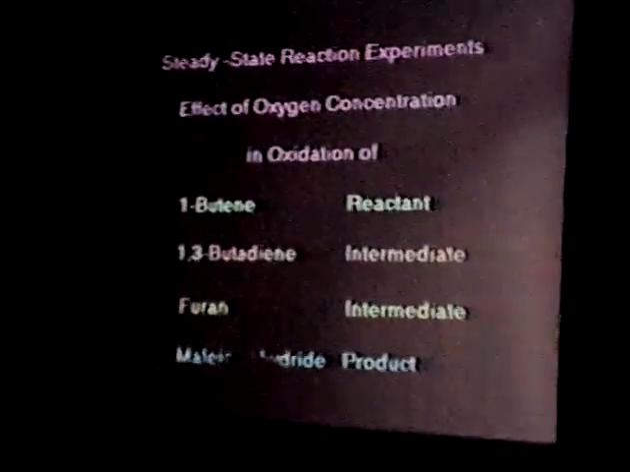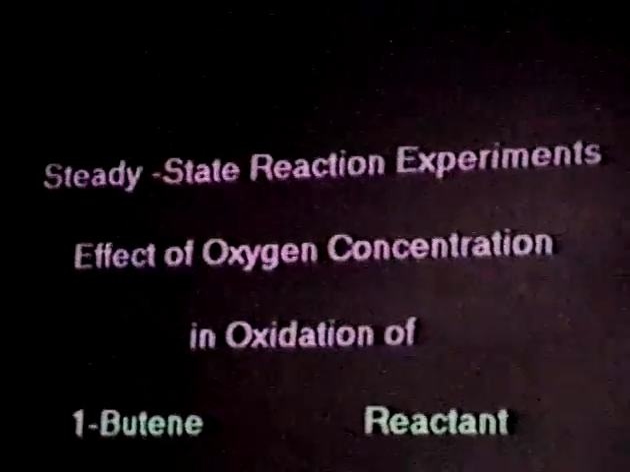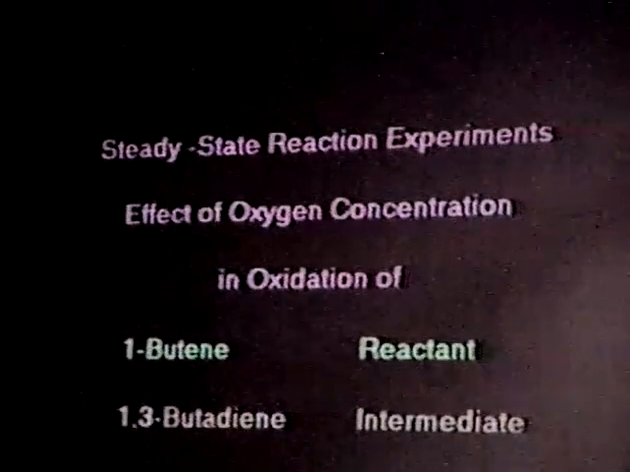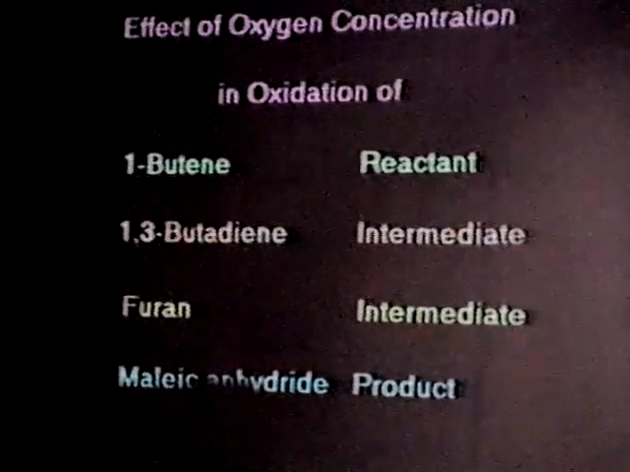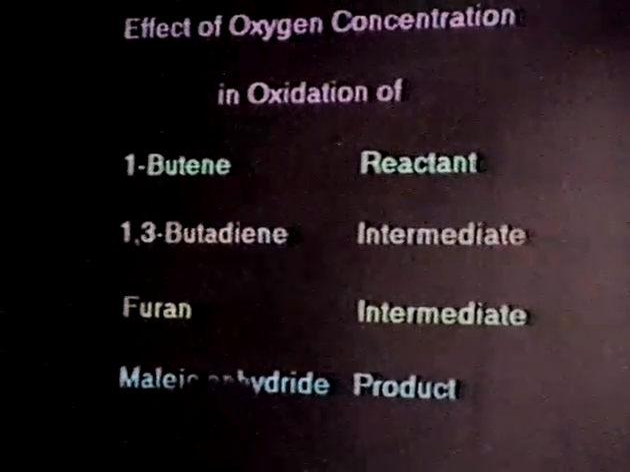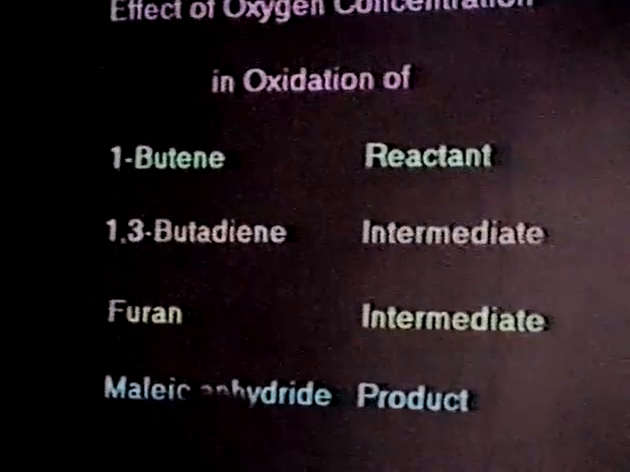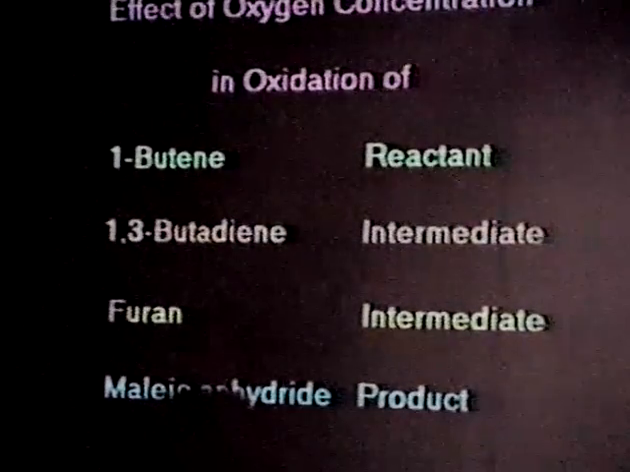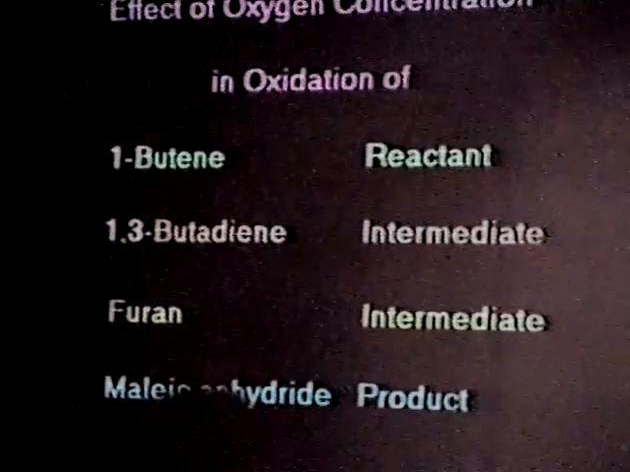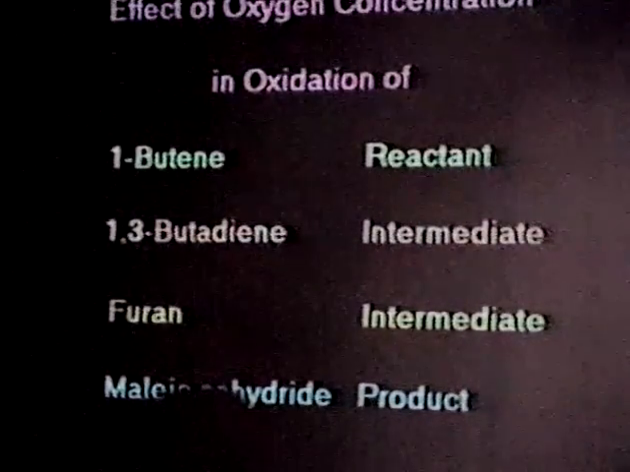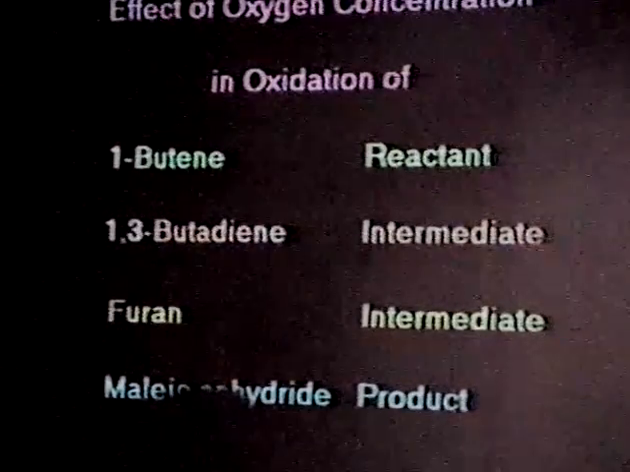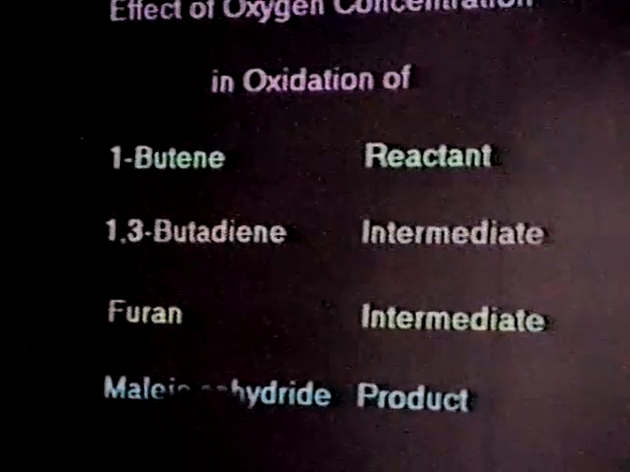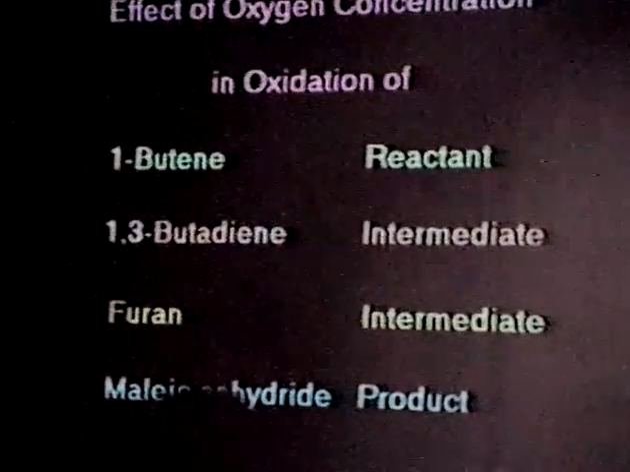We have done steady-state reaction experiments using a continuous integral fixed-bed reactor. The purpose was to assess the effect of oxygen concentration. In doing this, first we started off with butene as the feed material. Butene is the reactant in this case. Then we repeated the same experiments using what we believe are the intermediates in the reaction network from 1-butene to maleic anhydride, 1,3-butadiene and furan. Finally, we used the product itself, maleic anhydride, as the feed material in the reactor.